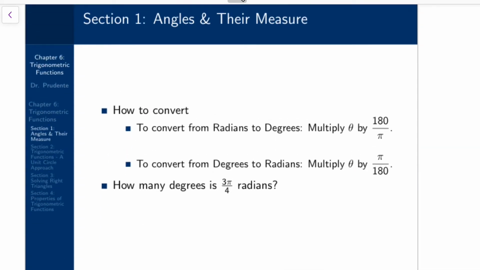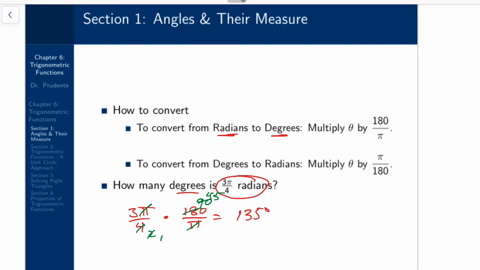So for example, if I want to know how many degrees 3 pi over 4 radians is, I have my 3 pi over 4. Because I want to go from radians to degrees, I'll multiply that by that 180 over pi factor. When I do that, these pi's will cancel. I can take a 2 out of this, and again another 2, 45, and I multiply, and I get 135 degrees. So that helps build an intuition.